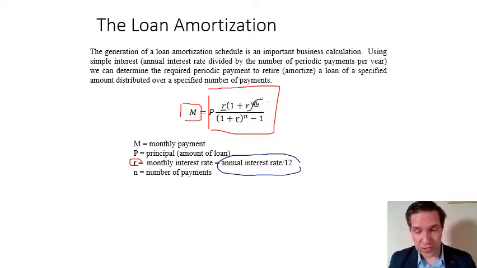But most loans are not 1-year loans. So if you have a loan that is, for example, over 10 years, N will be 10 years times 12 payments a year. That will be a total of 120 payments. So N is going to reflect over what period of time we're going to be returning this loan. Okay, and it's the total number of payments that we make.